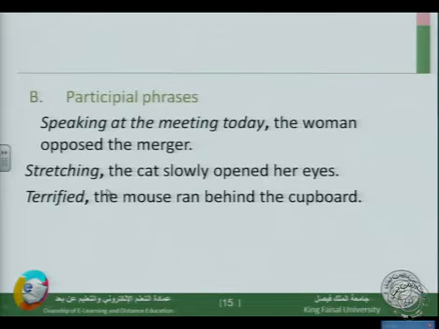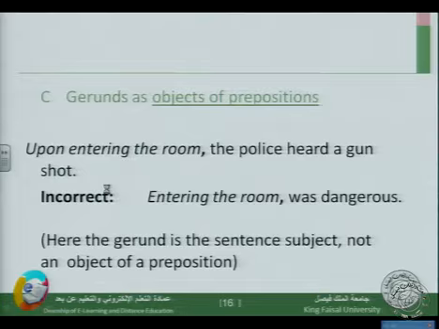We've talked about the participle phrases, like if they function as introductory. Speaking at the meeting today, the women opposed the manager. Notice this participle phrase was an introductory element, and we put a comma after it. Also, gerunds as object of prepositions. Upon entering the room: this gerund, the one that has -ing, can function as object of a preposition, subject, and sometimes object. Here it is the object of a preposition. Upon entering the room, comma.